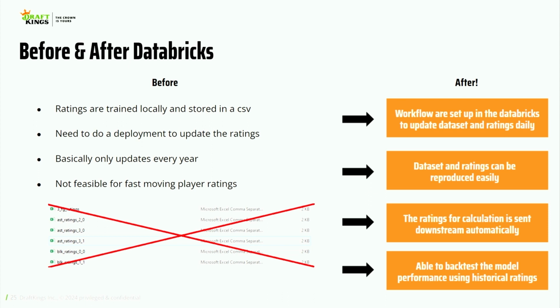After the ratings are updated, there are tasks which send those ratings downstream to our sport engine for calculation. One of the side benefits of using Databricks is that we can access the history of the tables quite easily. By using the history of the rating tables, it is quite easy for us to backtest the ratings.